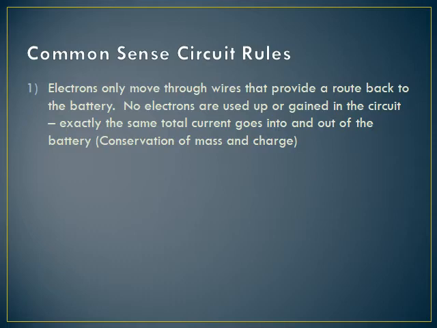No electrons are used up or gained in the circuit. And this is something that a lot of kids, I think, come into physics thinking that electricity means we're using up electrons. But the principles of conservation of mass and charge tell us we can't create or destroy electrons. So we're not using up the electrons. What we're using up is the energy. But what that means functionally is that the same amount of current, which is electrons per second, that comes out of the battery has to go back in the other side of the battery. We can't gain or lose any current throughout the circuit because otherwise we'd be violating those conservation principles.